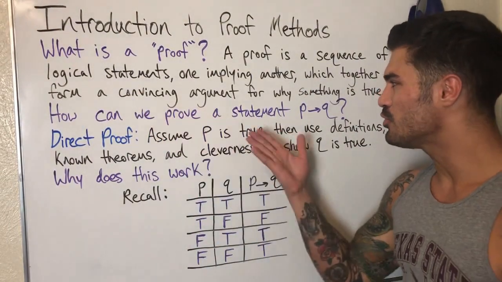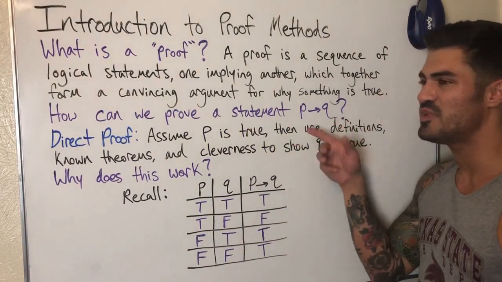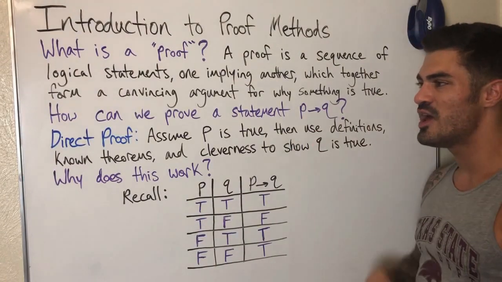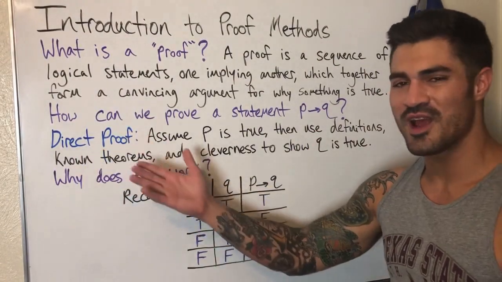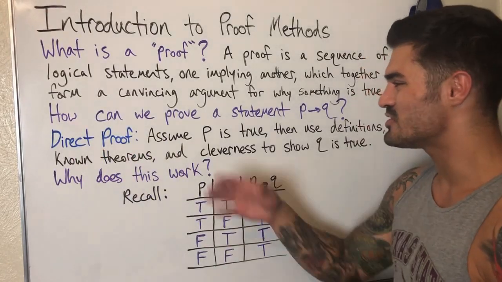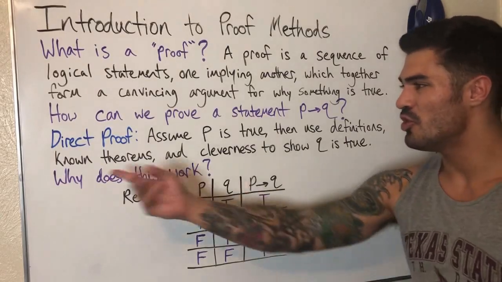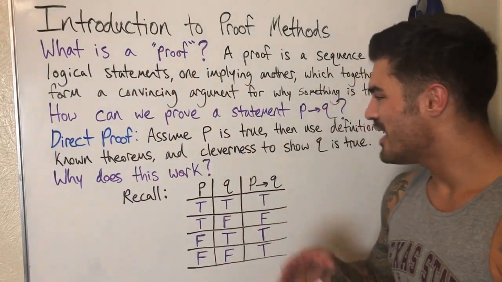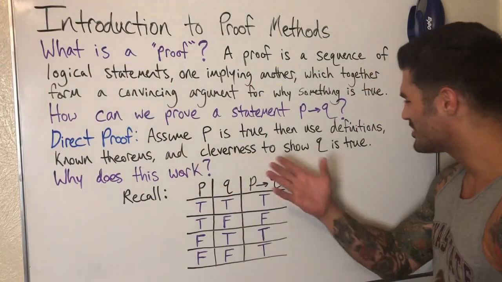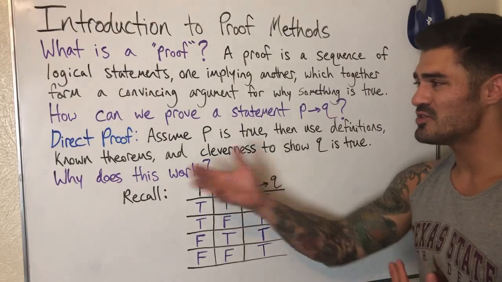Okay, so how can we prove a statement of this form? This is a conditional statement, so we read this as if P then Q, or P implies Q. How can we prove this is true? Well, we can use the direct proof method, and what we can do is assume the premise is true, all right? And then use definitions, known theorems, so theorems that have been previously proven that we know to be true, and cleverness, don't forget the cleverness, to show Q is true. So statements of this form, we can use this direct proof method.